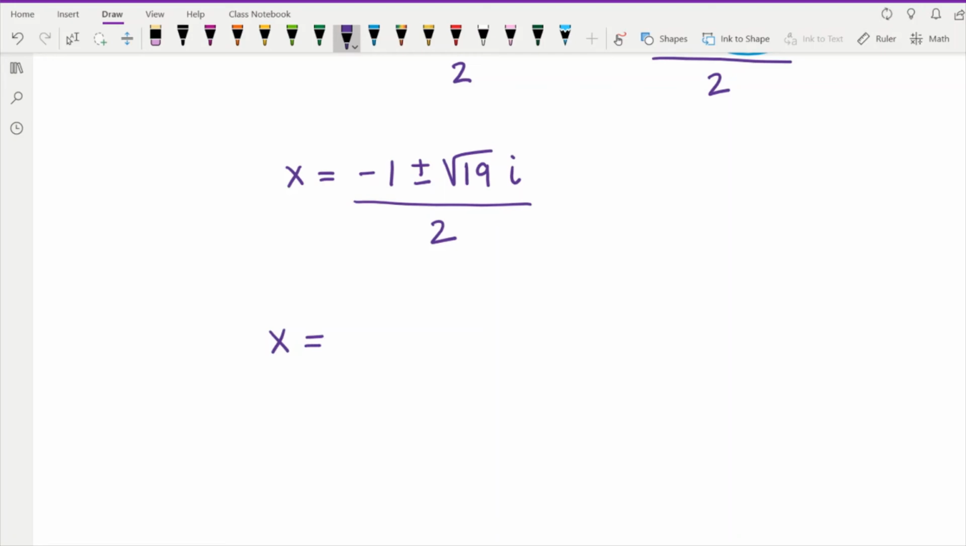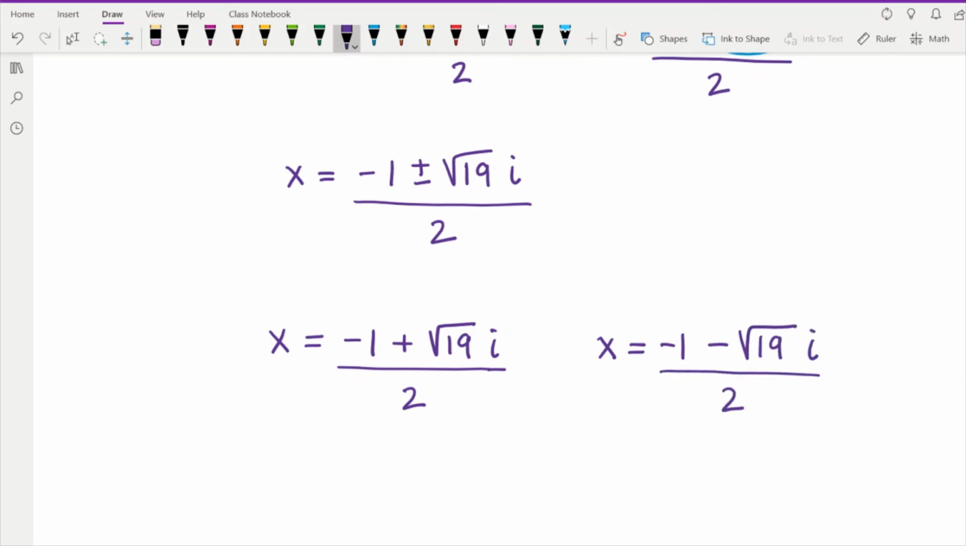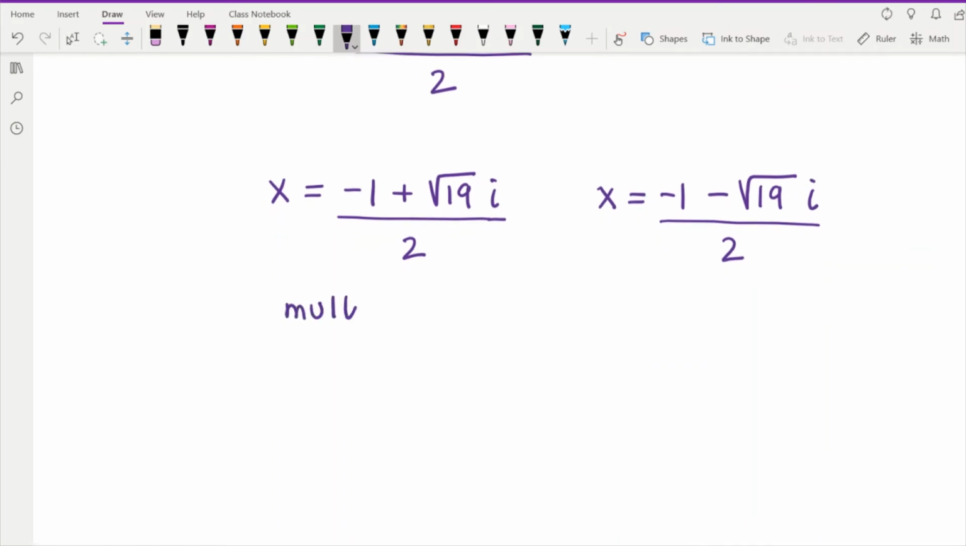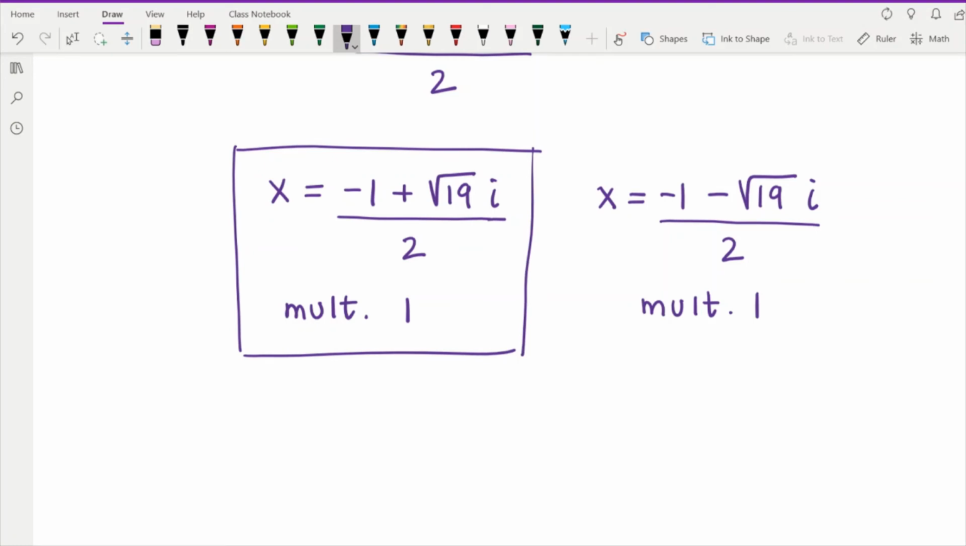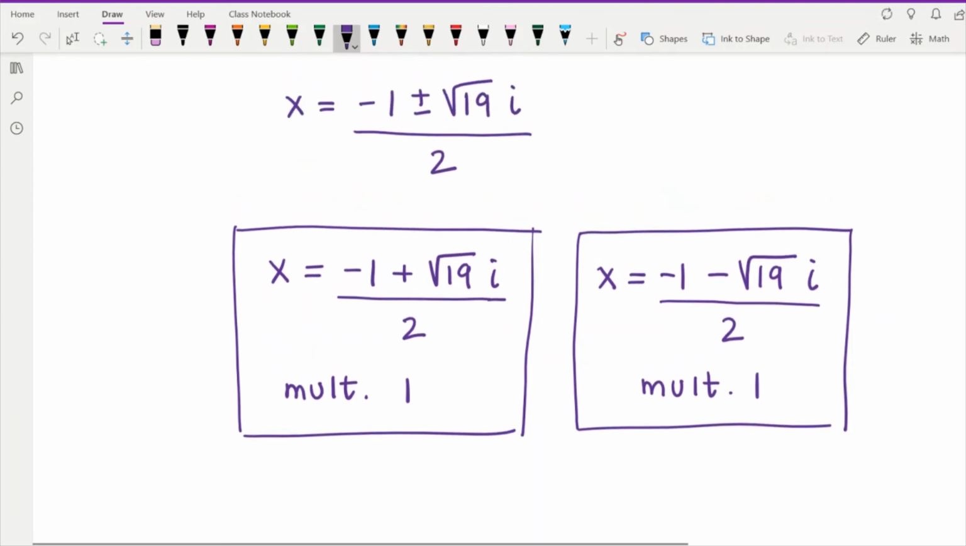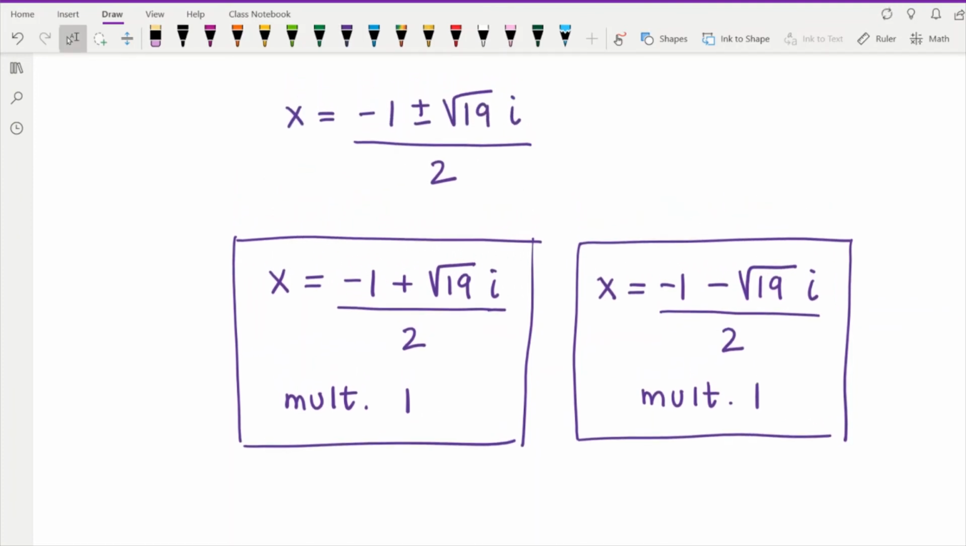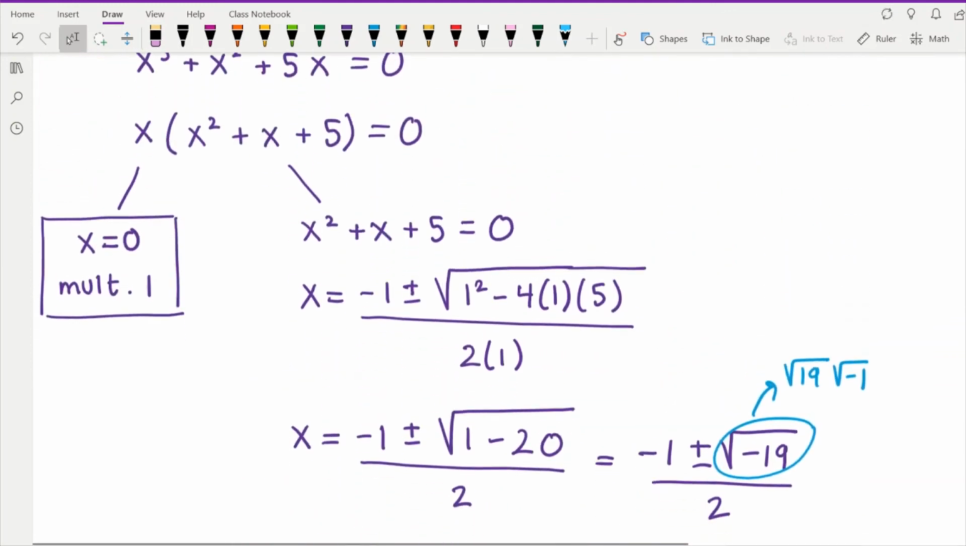Well, we get x is equal to -1 plus the square root of 19 i, over 2. And then we have also x is equal to -1 minus the square root of 19 i, over 2. And so as we said before, each of these zeros has multiplicity 1. Okay, so I want to just take a quick peek at the graph of this function, but before we do that, let's just quickly think about what we should expect from the graph. So we found 3 zeros. However, 2 of those zeros were not real numbers. So we really only have 1 real zero, and so this is going to give us an x-intercept.